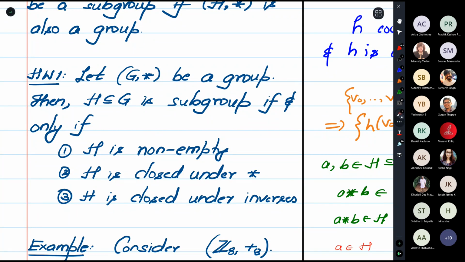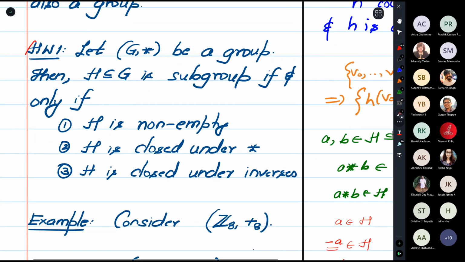Okay, so let me pause here for a second or two. If you have any questions with regards to this part, please let me know. Do you have any questions? Okay, I don't see any raised hands, so maybe I'll advance.